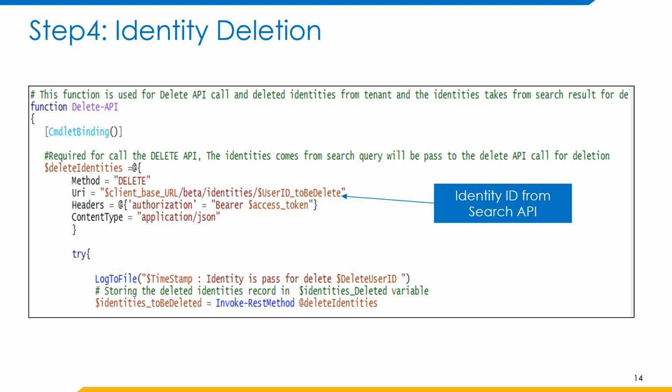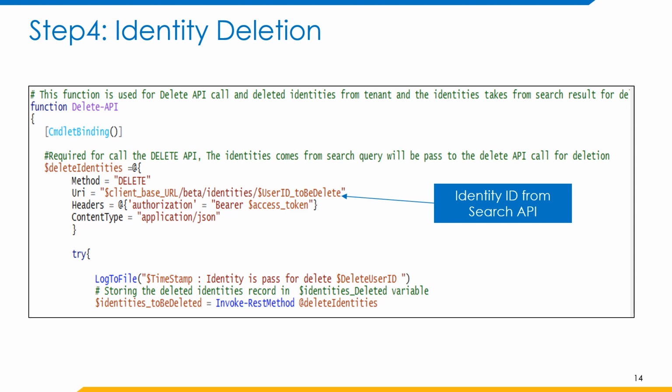This is the fourth step. After the search API call, the delete API function is executed. To delete identities one by one, we use a for each loop to fetch identities one by one from the search result accounts variable from the search API, and then pass each identity to the delete API, which deletes identities from the SailPoint tenant. When the delete API is executed, all the fetched identities will be deleted from SailPoint.